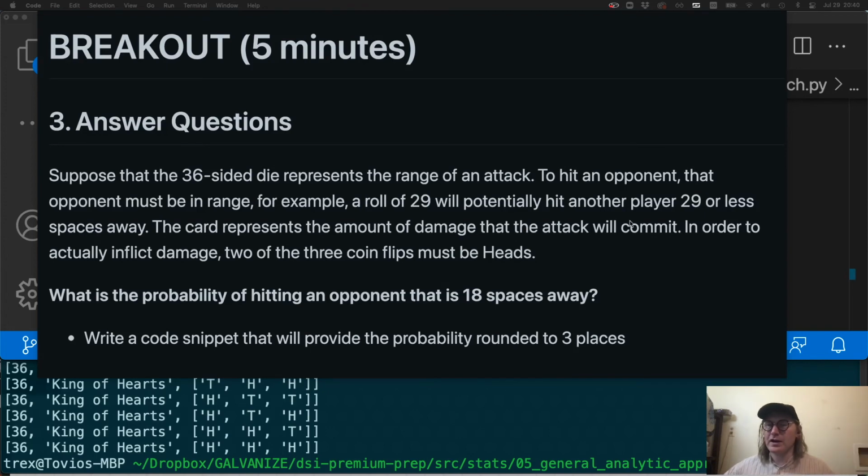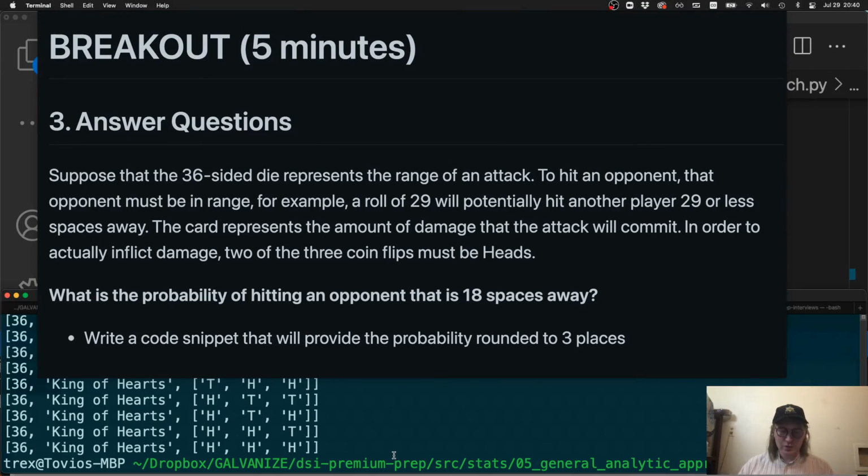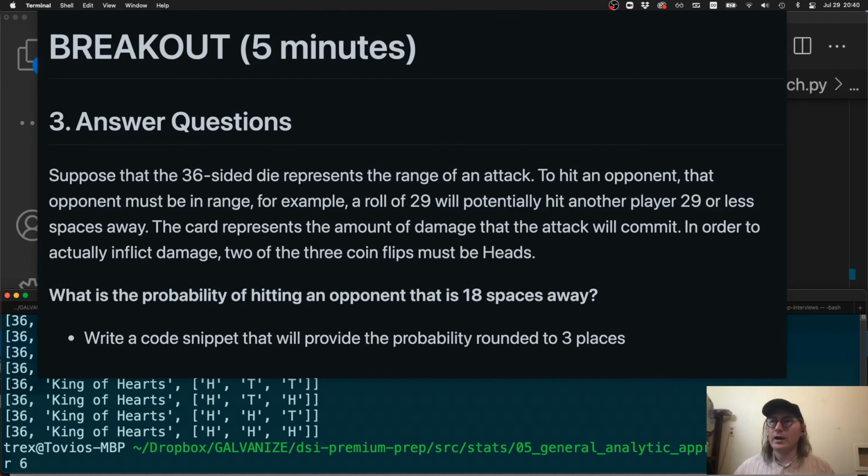Let's imagine this is a hex board where there's a single best path. The card represents the amount of damage that the attack will commit. In order to actually inflict damage, 2 of the 3 coin flips must be heads. So what is the probability of hitting an opponent that is 18 spaces away? That's the challenge. I'm going to give you 6 minutes to do this, and share the code snippet and also the probability that you arrive at.